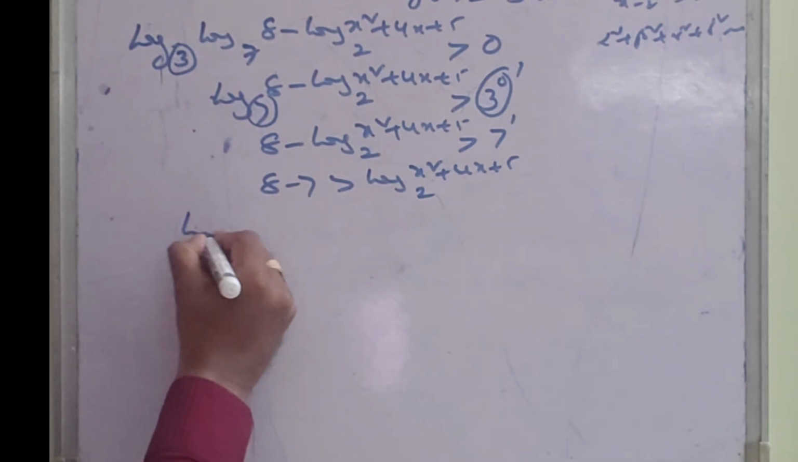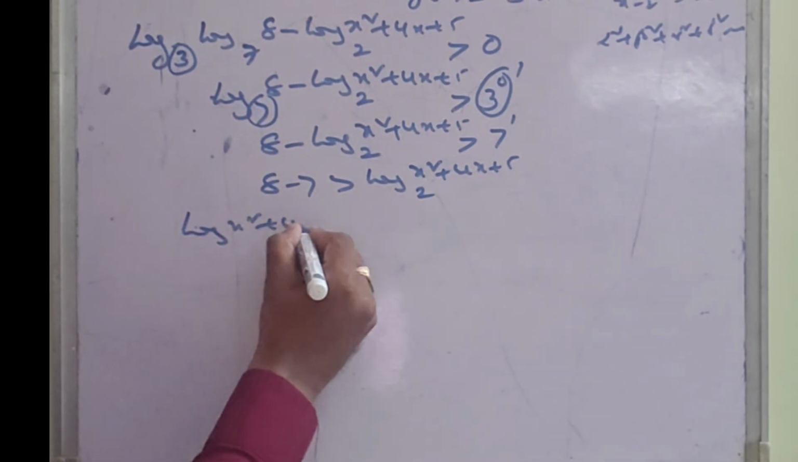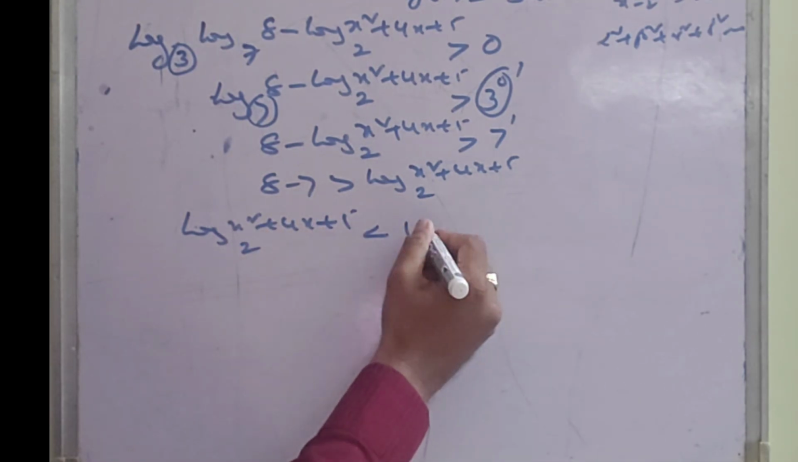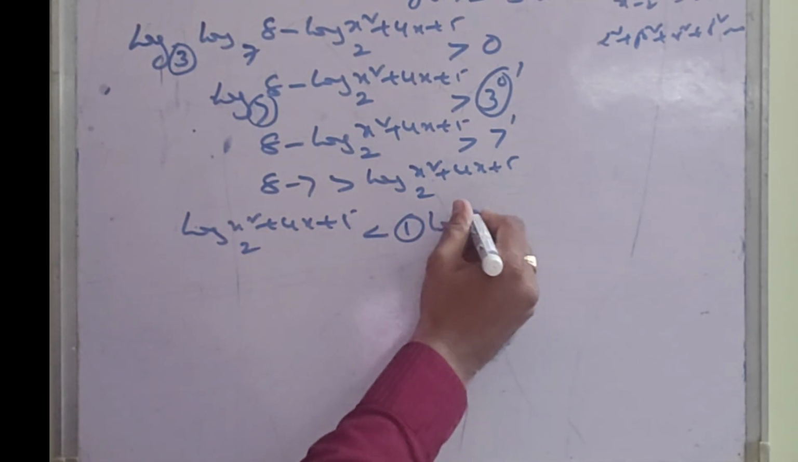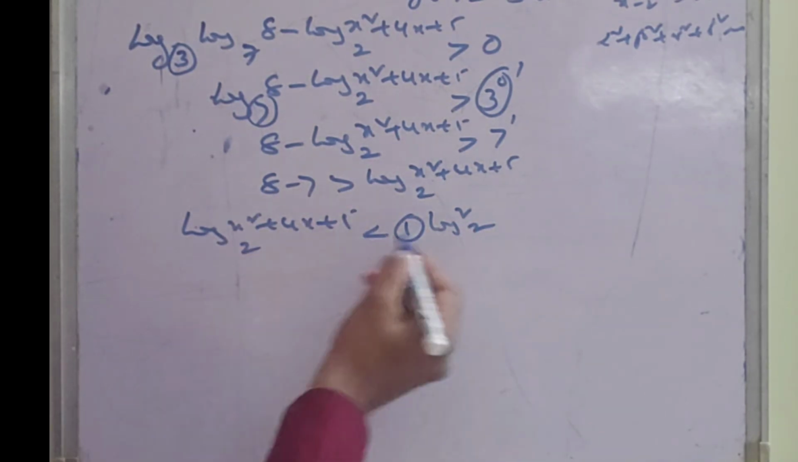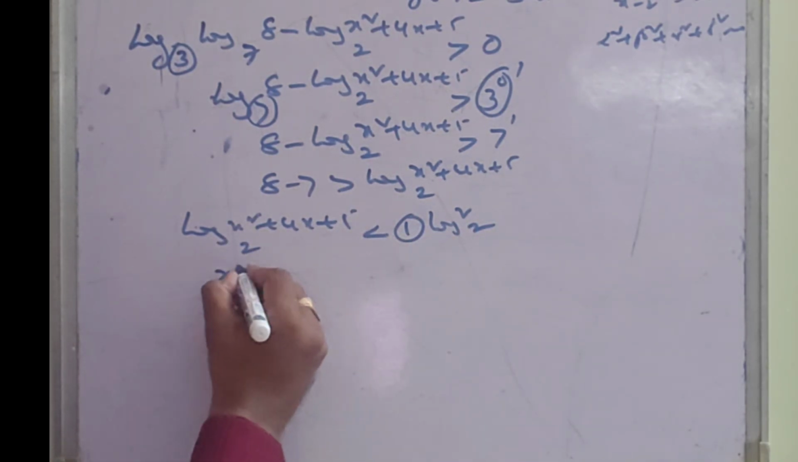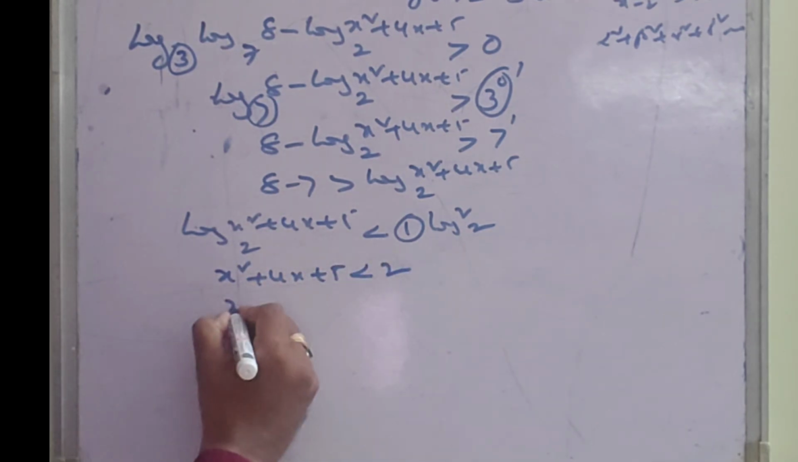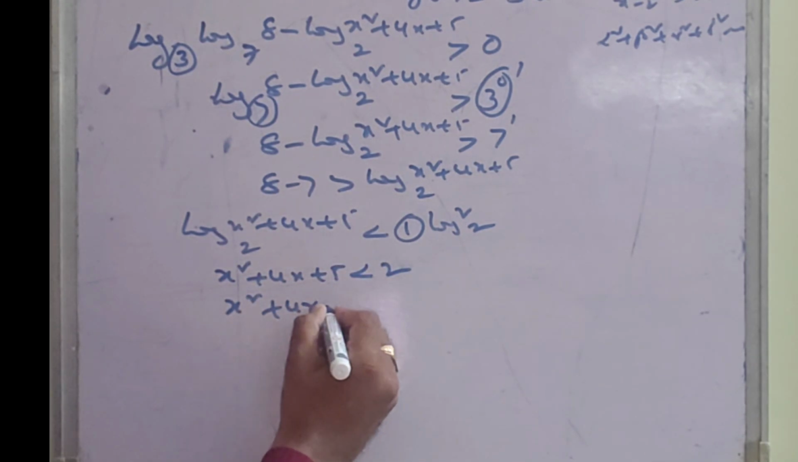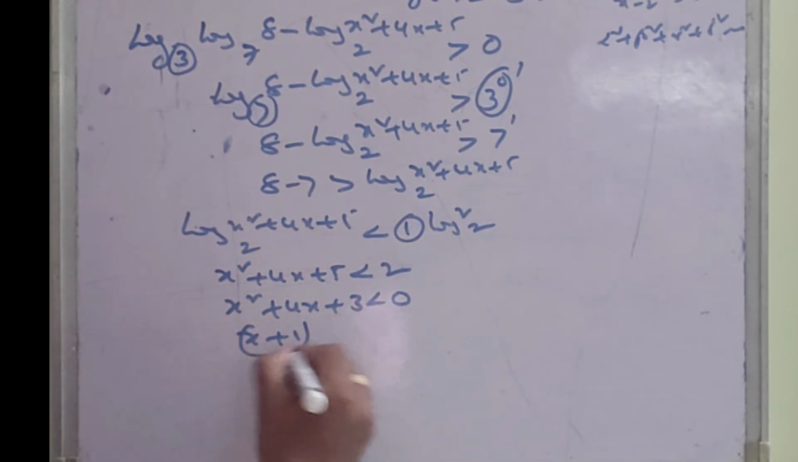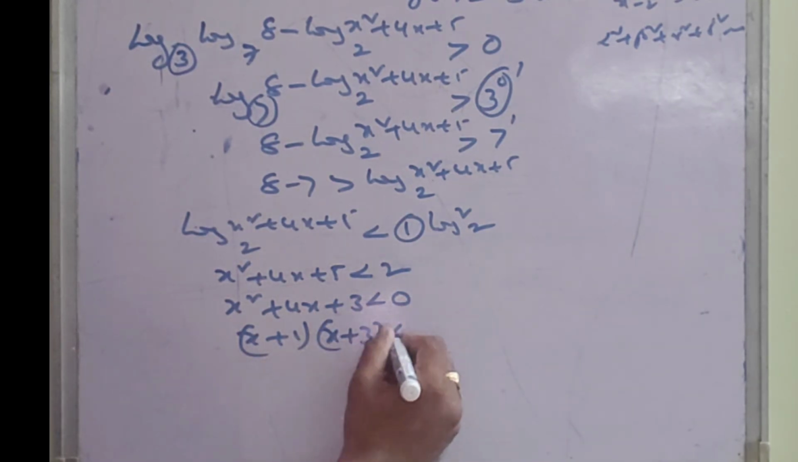Now log of x square plus 4x plus 5 base 2 less than 1. 1 means log 2 base 2. Comparing with the logarithm's value, x square plus 4x plus 5 less than 2. Now x square plus 4x plus 3 less than 0. Now (x plus 1)(x plus 3) is the factor.